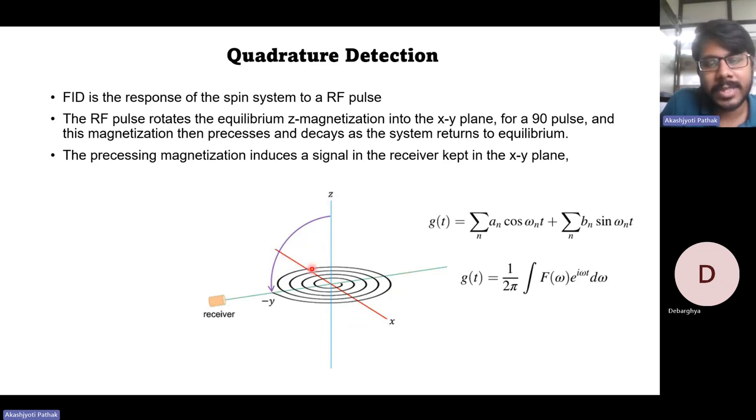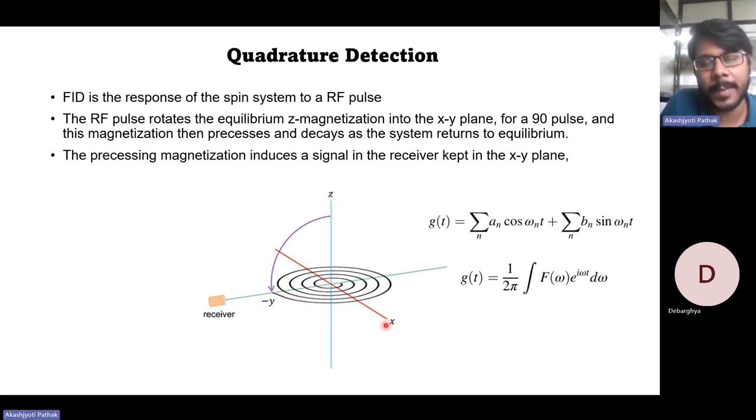Okay, so as you can see in this figure, they have shown that the RF pulse is applied along the positive x-axis, and this has caused the bulk magnetization to shift from the z-axis to the negative y-axis. Now, once this RF pulse is removed, this magnetization will start to decay, which means it will start to dephase out from the transverse plane.